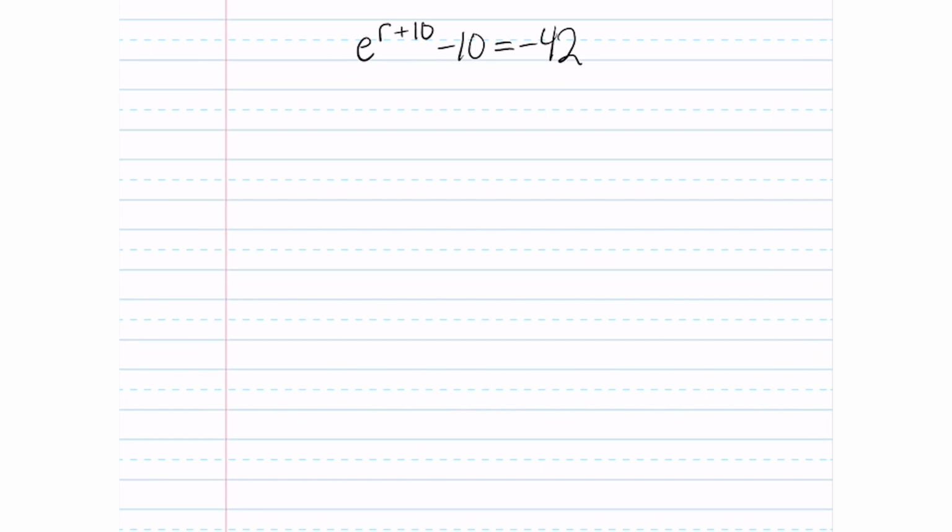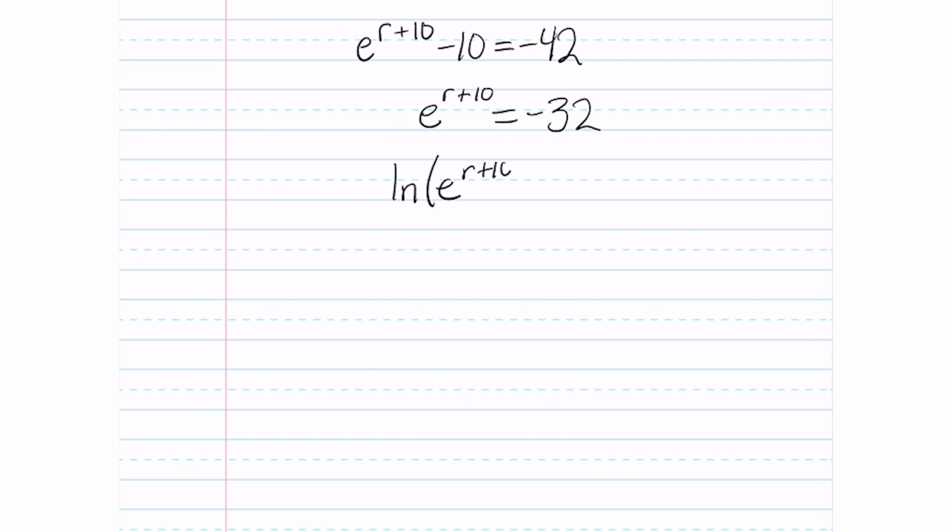In this next problem, we're going to start by adding 10 to both sides, which will give us negative 32 on the right side. And from here we can use our natural log trick to help isolate r by getting rid of the e.